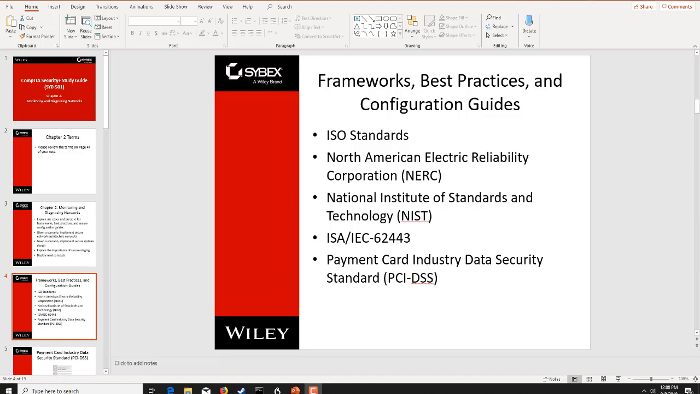Then we have the ISA, IEC standards, in particular the 62443 standard that defines the procedures for implementing electronically secure industrial automation and control systems. This goes hand in hand with NERC standards a lot of times, because industrial control systems may not be on the utility side. It may be in manufacturing, it could be in a utility, but it could also be in other sectors as well.